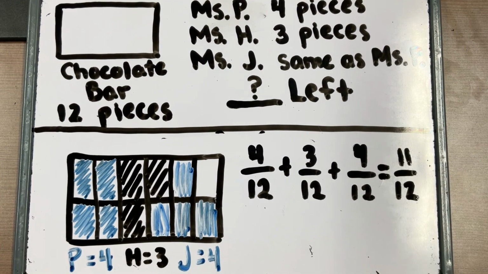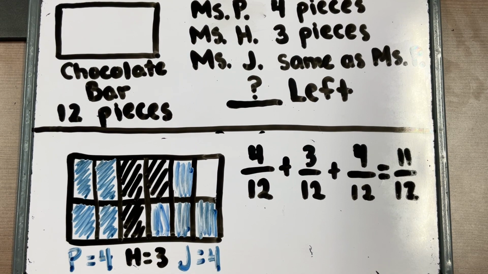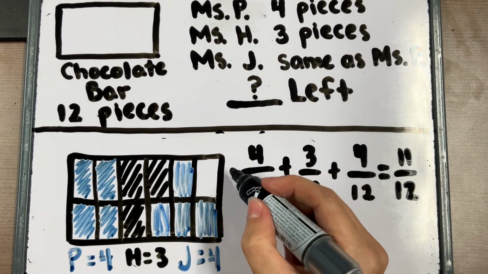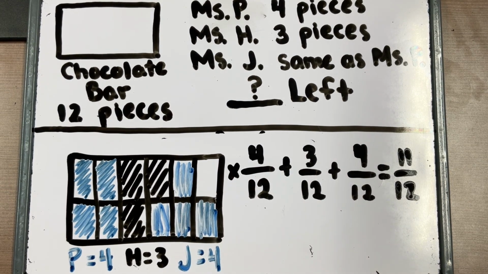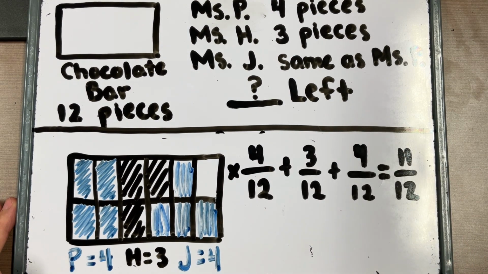But that was not the question. The question is how much is left? How can I show that 1 is left? This equation does not match the problem completely. Let me rethink. What do you think I could do to show how much was left in an equation?